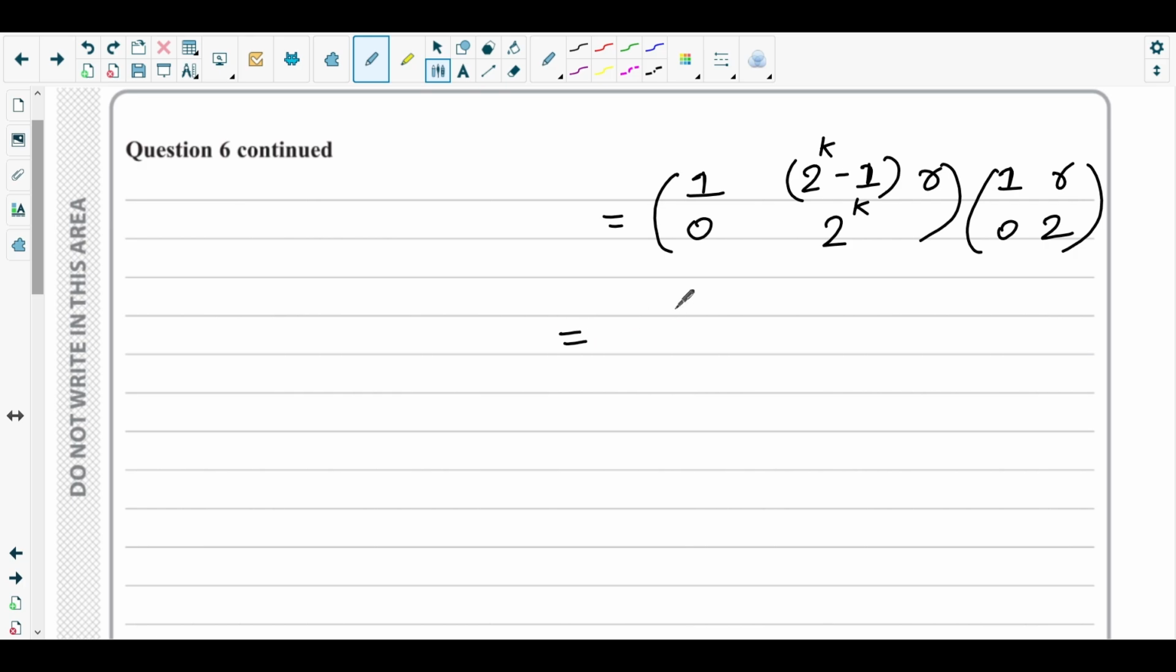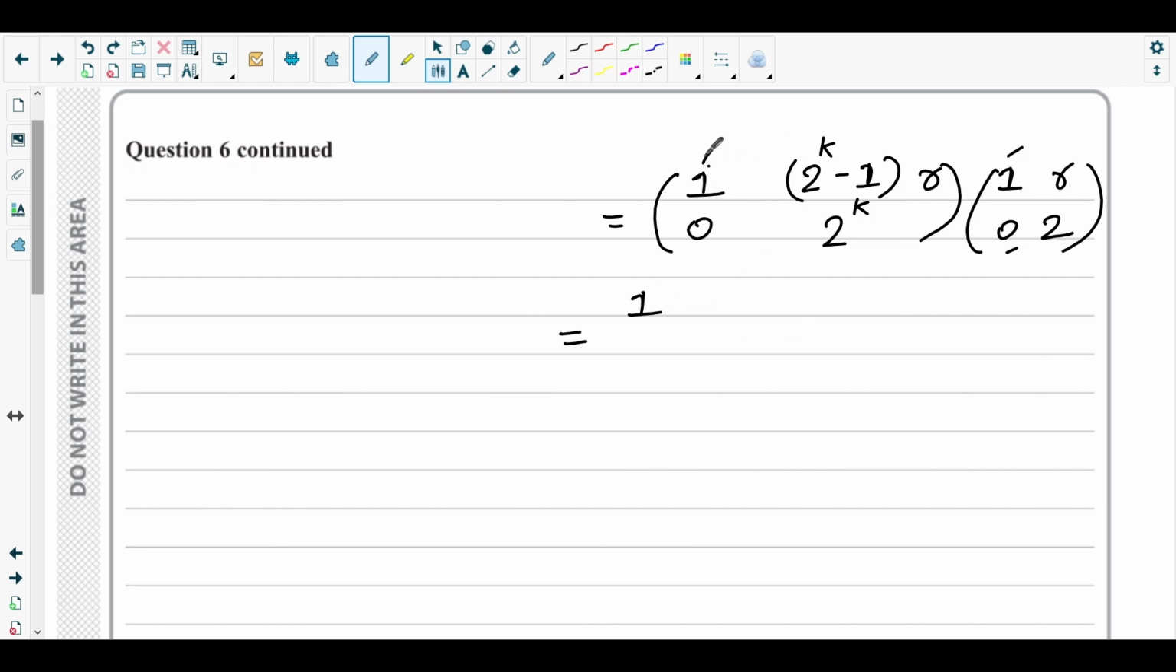Now just multiply. If you do the multiplication, this is a 2 by 2 matrix, so 1 times 1 is basically 1, and then 2^k - 1 times r times 0 is basically 0, so nothing else, only 1.